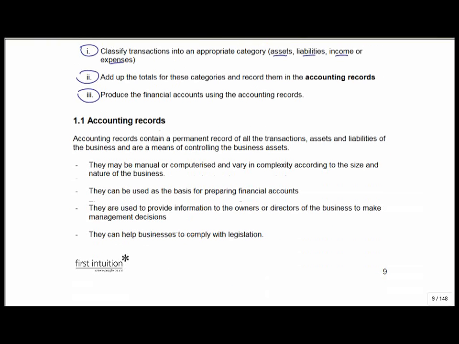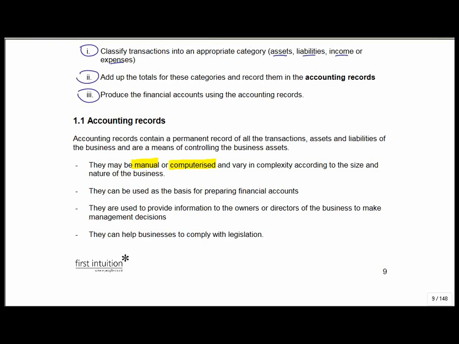So the accounting records themselves is where all of the transactions are recorded. These days, most accounting records are computerized accounting systems. They can be very simple off-the-shelf packages, or they can be very complex bespoke packages for large organizations. A very small, simple business might still maintain a manual accounting system, and of course, before the days of computers, all accounting systems were manual.